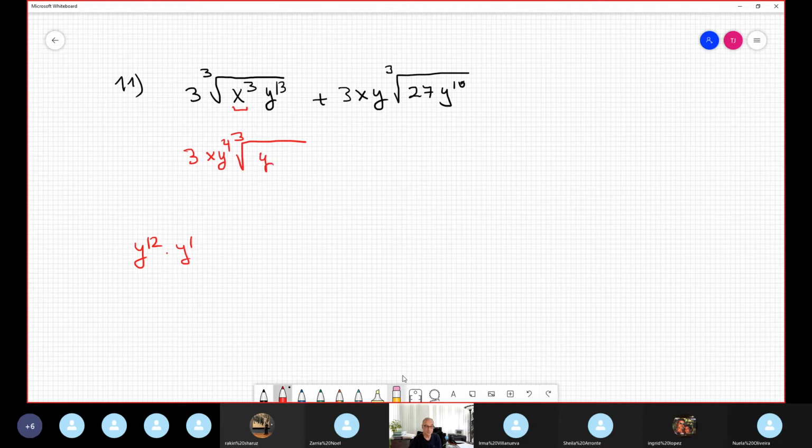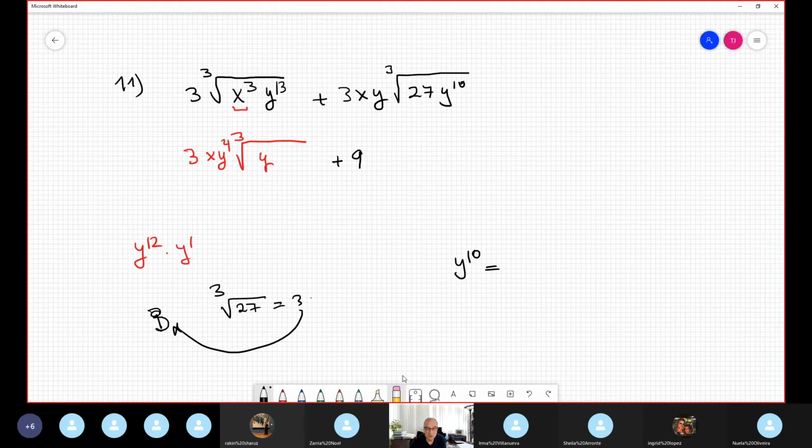The second, well, cubic root of 27 is 3. I know that by memory. And the 3 goes outside and meets the 3 we have, 3 times 3 is 9. Because cubic root of 27 is 3. And for y to the 10, the multiple of 3 close to 10 is 9. And 9 divided by 3 is 3. So we have y to the third power.